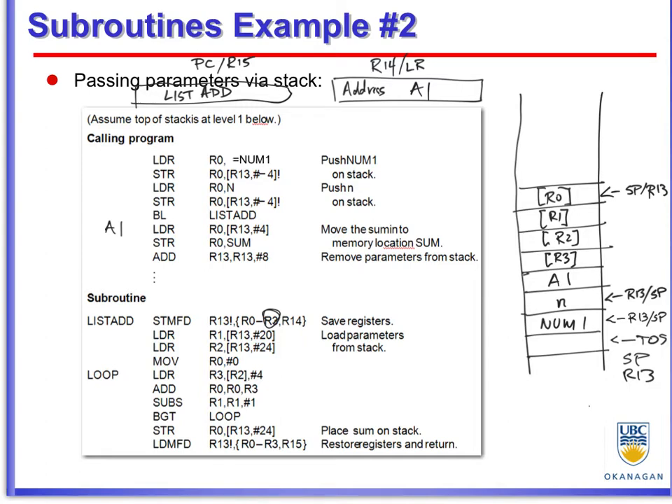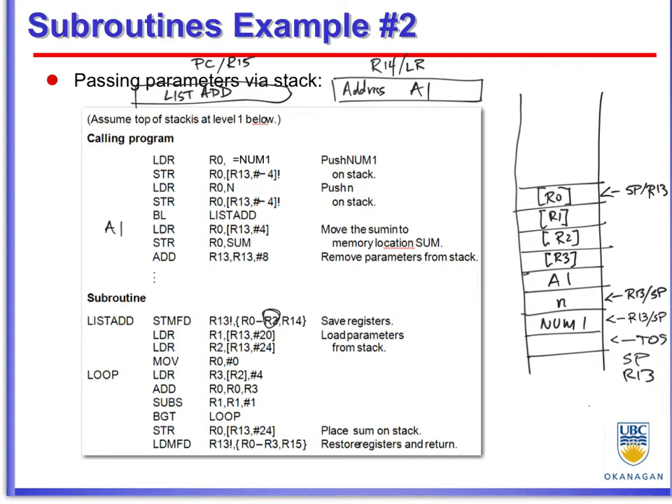Okay, so we've saved a bunch of registers, presumably because we're going to use these registers in our subroutine, and therefore we don't want to overwrite and permanently lose whatever was in them, because maybe what was in them was important to our calling program, okay?